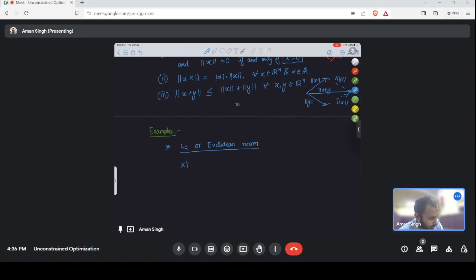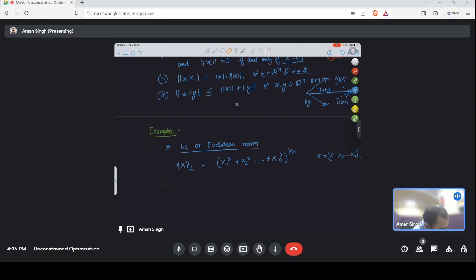Here it is represented by norm 2. It means x1 square plus x2 square plus up to xn square, to the power 1 by 2, where x1, x2, and so on are the components, and x is represented by x1, x2, up to xn, transpose. So this is the 2 norm.